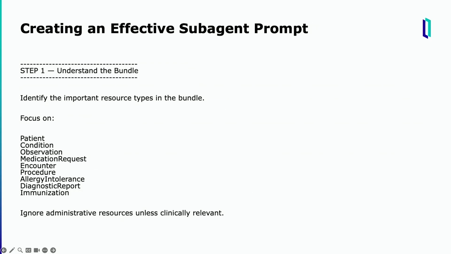So let's see step one. Step one is telling the summarizer how to read the bundle. We explicitly instruct it to focus on clinically relevant resources and to ignore administrative noise unless it matters. This is important because summarization often improves from knowing what to ignore than from knowing what to include. So we're having it focus on patient, condition, observation, medication request.